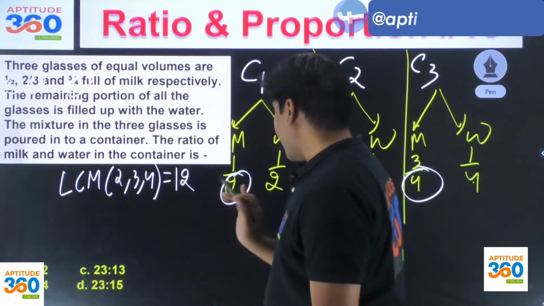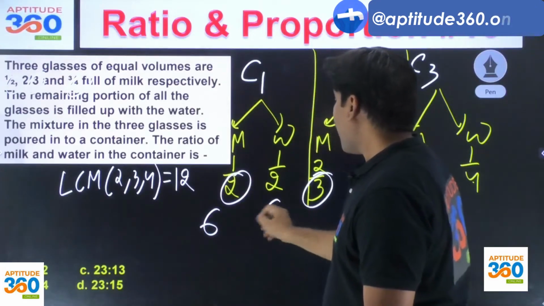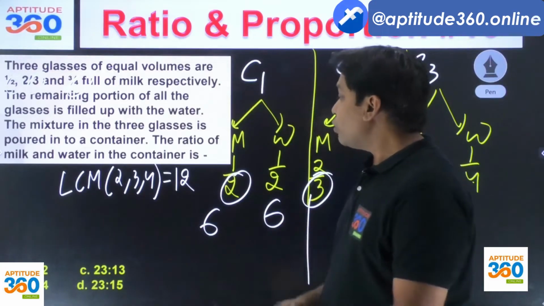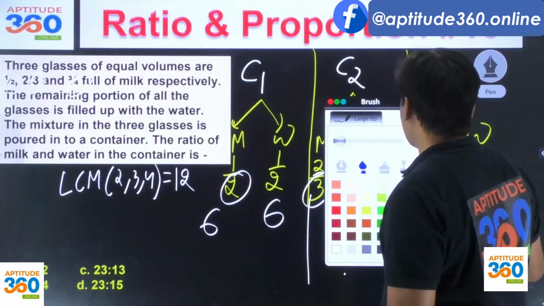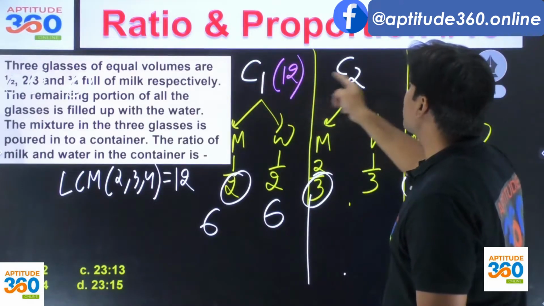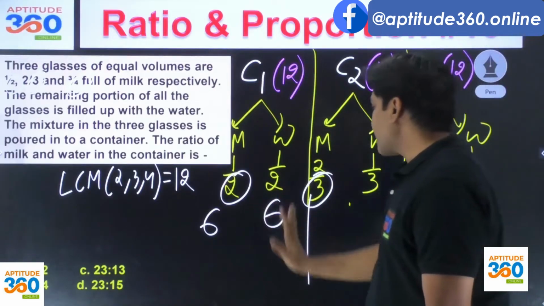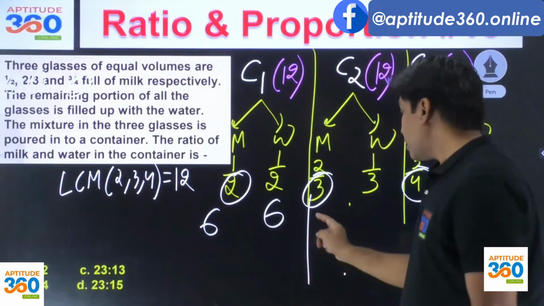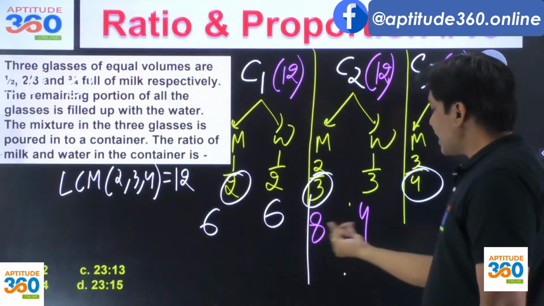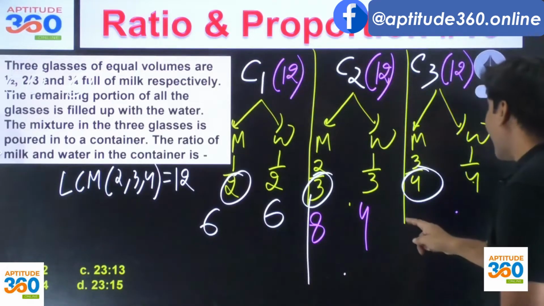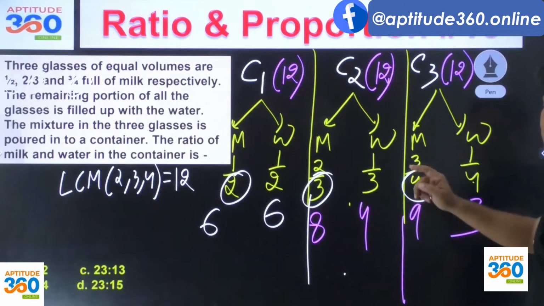And if you do this, now understand that milk here will be 6 liters and water here will be 6 liters, because we are taking the volume of all the 3 containers as 12 liters each. So this is also 12 liters, this is also 12 liters and this one is also 12 liters, 6 and 6. Now 2/3 of the 12 is 8. Do the calculation. 1/3 of the 12 is 4. And this one is going to be how much? 3/4 of 12 is 9 and this water is coming out as 3.